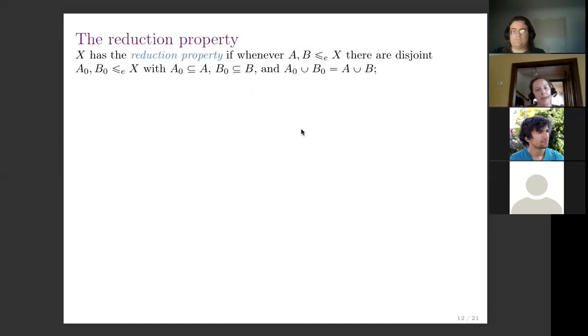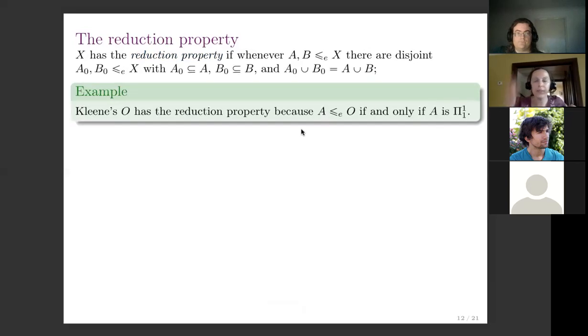That is the least related, but nevertheless, it's fun, so let's talk through it. So we'll say that X has the reduction property if whenever you have two sets A and B enumeration reducible to X, you can find disjoint sets A0 and B0 enumeration reducible to X, such that A0 is a subset of A, B0 is a subset of B, and the union of A0 and B0 is all of the union of A and B. So the reduction property turns out to be equivalent to the uniformization property that was on the slide, which I probably should have removed.